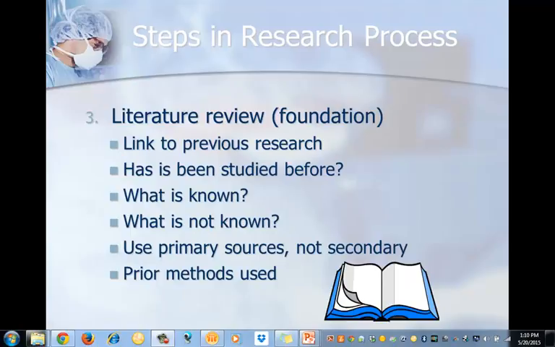So in your literature review, link to previous research we talked about. Has it been studied before? What is known? What is not known? The primary sources, meaning the research articles, and then prior methods that were currently used are important.